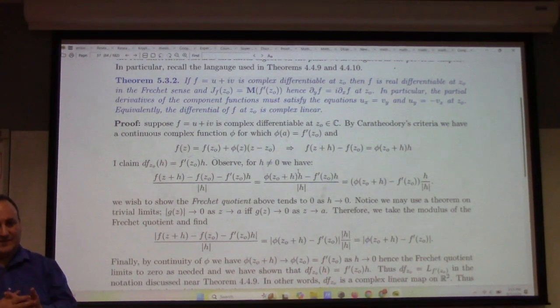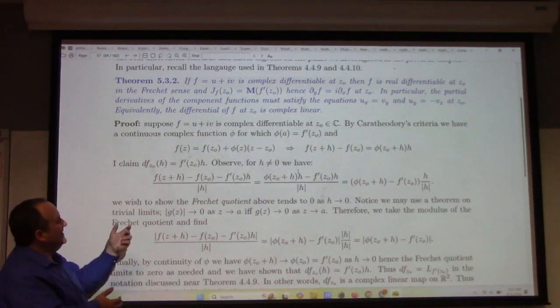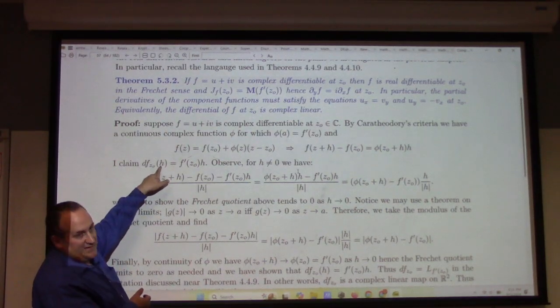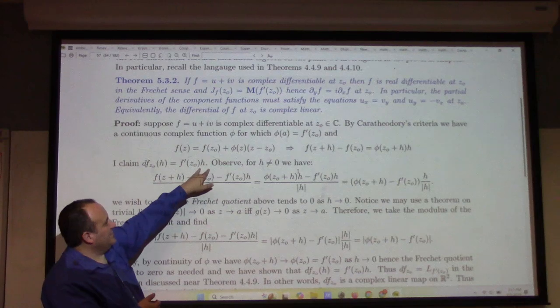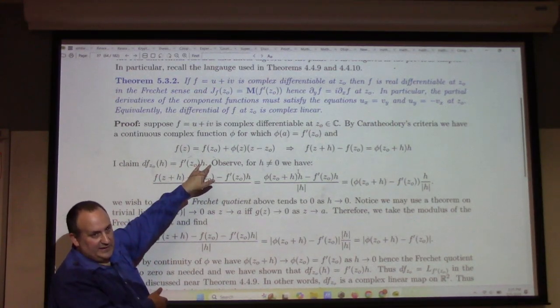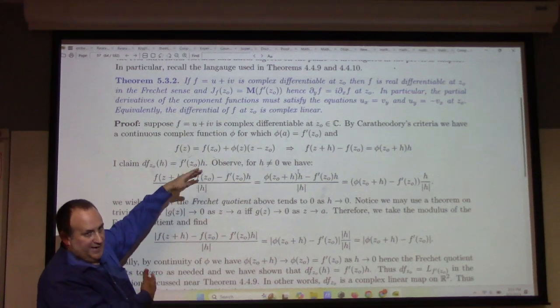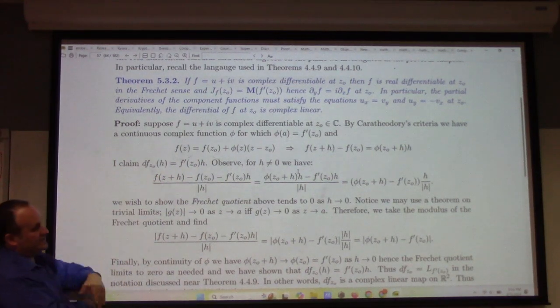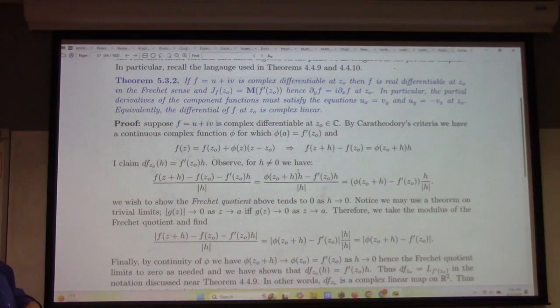Linear in the real sense is just kind of a duh. If I put in h plus h1 plus h2 here, it puts h1 plus h2 here, and then we just use distribution of complex numbers. So linearity of this formula is just manifest. It's clear. The difference quotient goes like this.